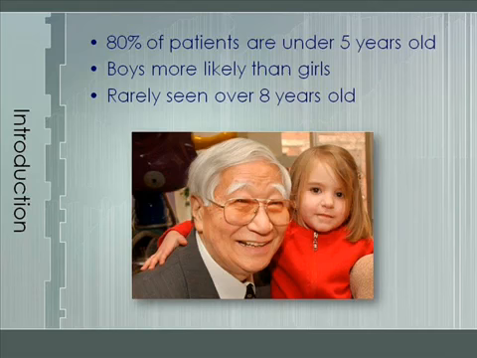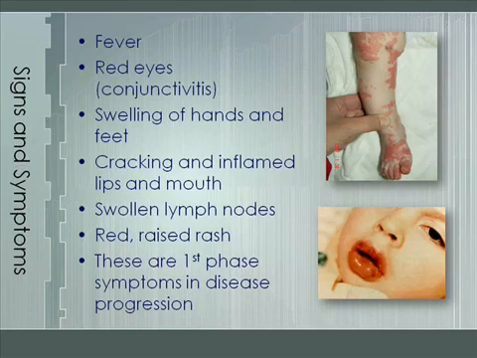Another factor affecting Kawasaki disease contraction is age. As stated earlier, Kawasaki disease is almost always found in children. In fact, 80% of cases occur in children under 5 years old. This disease is very rarely seen in a patient of 8 years or older. Also, boys seem to come down with Kawasaki disease more often than girls.